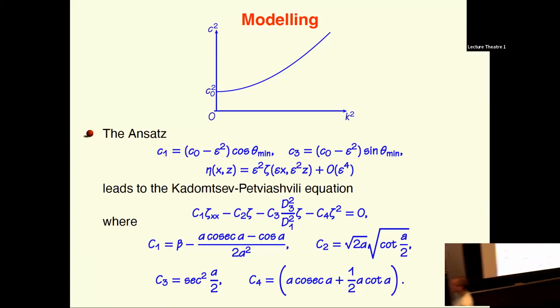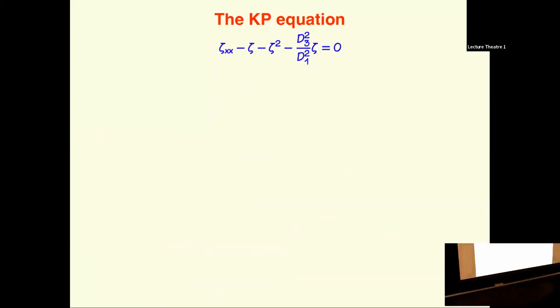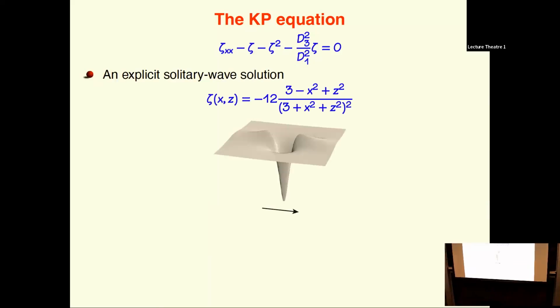And what do we know about the KP equation? Here it is. Here I've put all the coefficients equal to 1, because I think you don't want to see the C's anymore. And you can actually scale it to do that as well. But it has an explicit solitary wave solution, which looks like this. No guarantee I've got the coefficients correct here. I think it's -12.